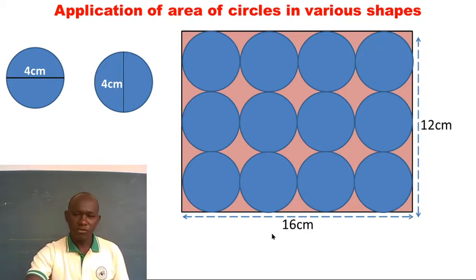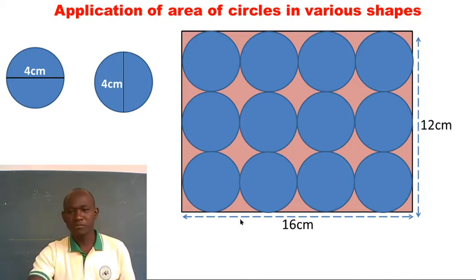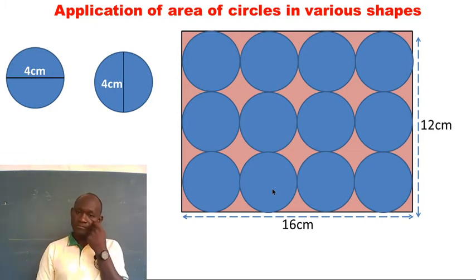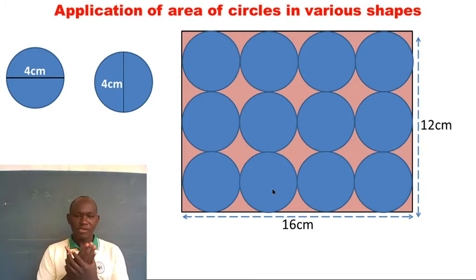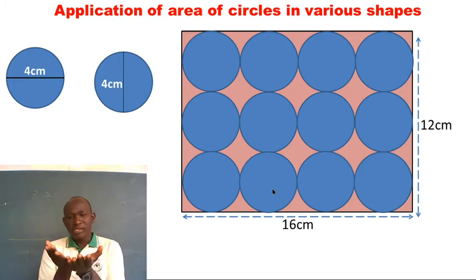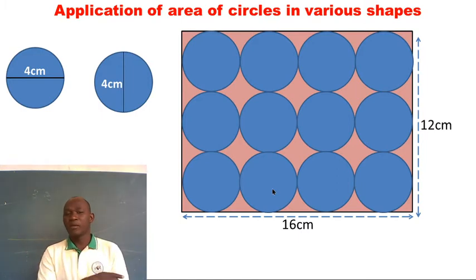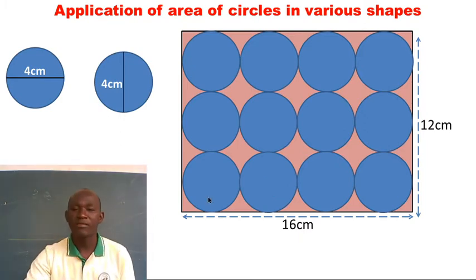Now, what is the connection between this 16? Look at the relationship among these items: 4 centimeters here, 16, and the 4 circles along the length. If you look at that very well, you'll discover that if you get 16 centimeters, then you divide by 4 centimeters, you are going to come up with 4 circles.